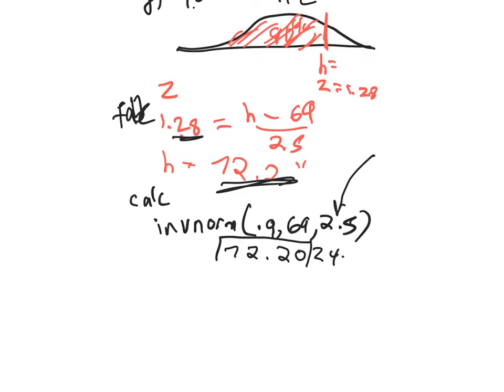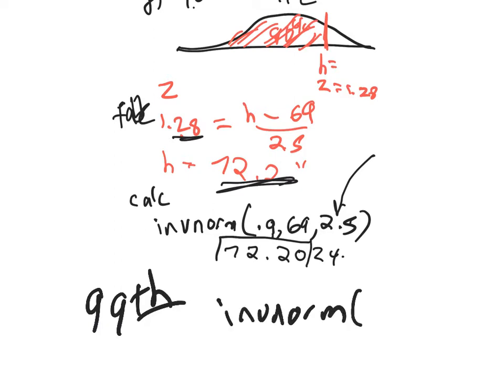This also wanted the 99th percentile. What time's the bell ring? Right now, sir, like right now. Inverse norm, 0.99, 69.